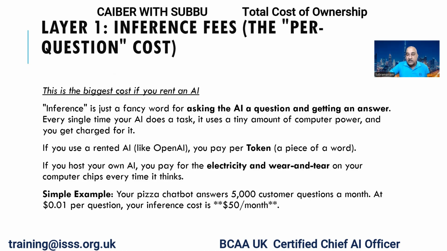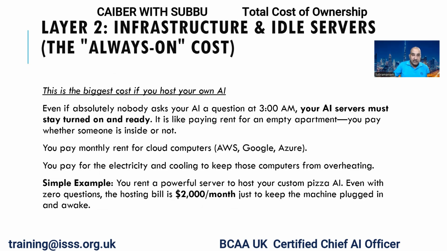Your pizza chatbot answers 5,000 customer questions a month, 1 cent per question. So $50 a month is what you will actually pay for 5,000 customer questions a month. Actually, a successful pizzeria will have 5,000 or 10,000 questions per day. Just imagine this cost. If it's 5,000 customer questions per day, that means per day is $50. Per month, 50 multiplied by 30 is $1,500. Over the weekend, the number of questions will be more. So we need to take into consideration all of this.